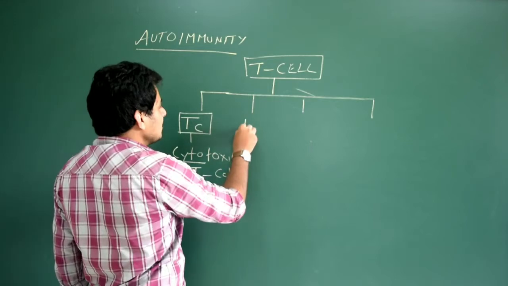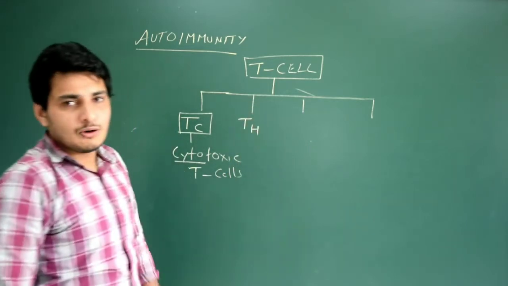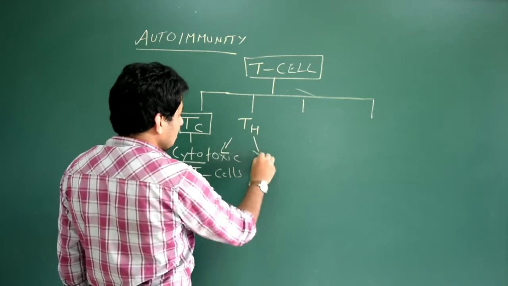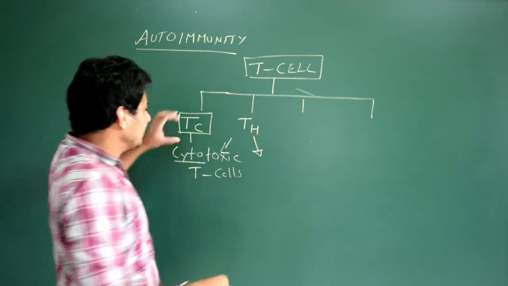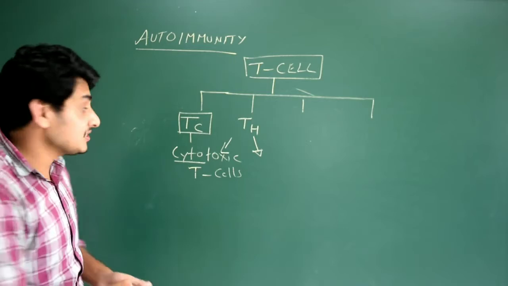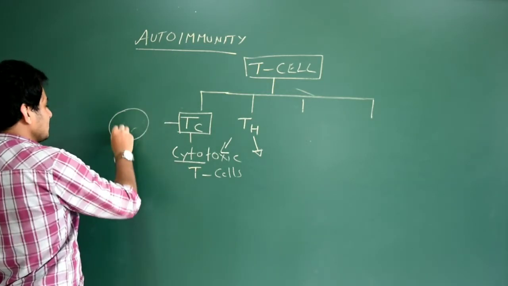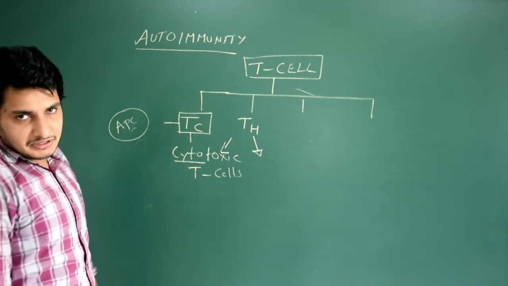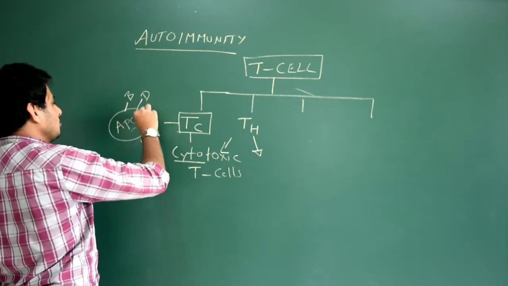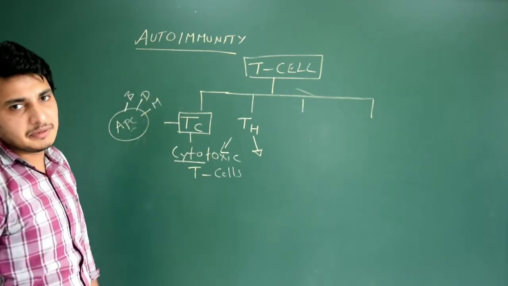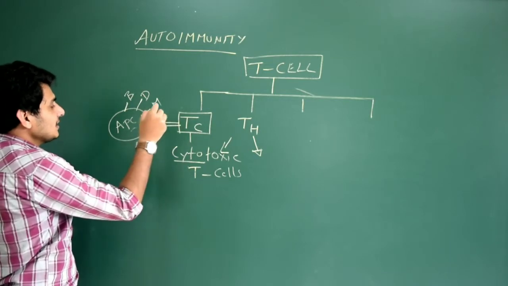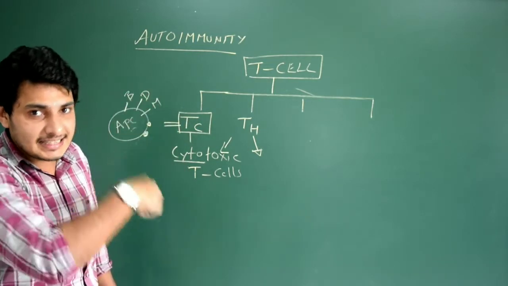The second one is TH cells. What is the meaning of H here? It's going to help the TC cells, that is the main function of TH cells. Normally TC cells are direct in action. Whenever they see the pathogen, it is presented by the antigen presenting cells, APC. Name some APCs. It could be B cell, dendritic cell, or macrophages. So they are going to present the antigens to the cytotoxic T cells, or TC cells.